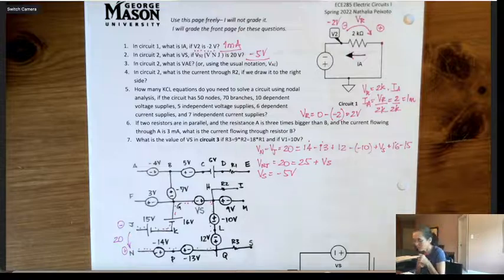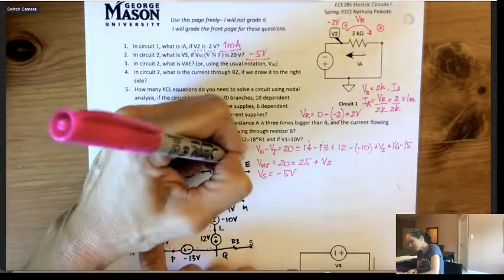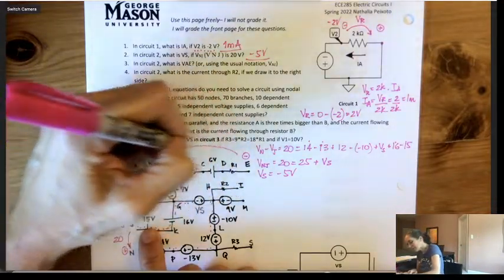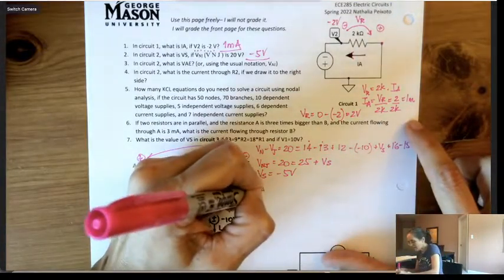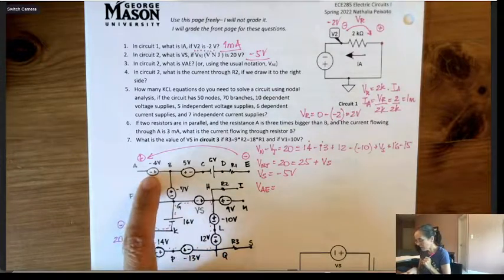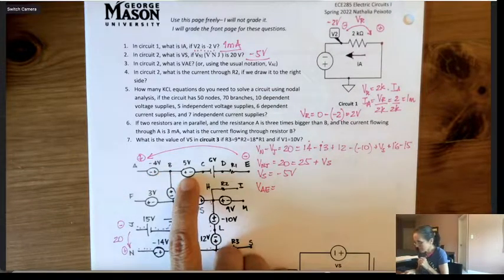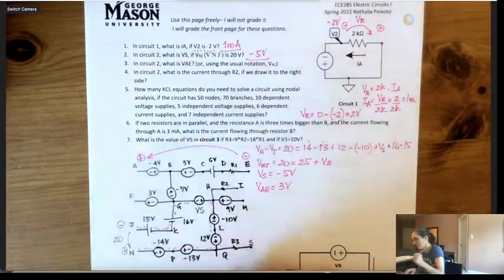Now the third question, what is VAE? The same thing. VAE means I'm thinking of A as the plus and E as the minus. And I'm asking this question here. So VAE is 4 plus 5, 9, minus 6 is 3 volts.